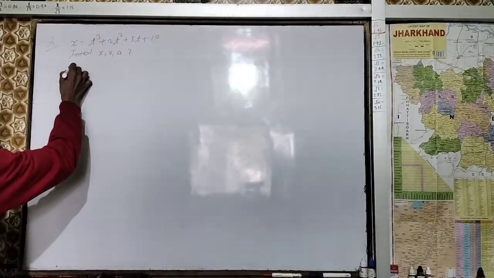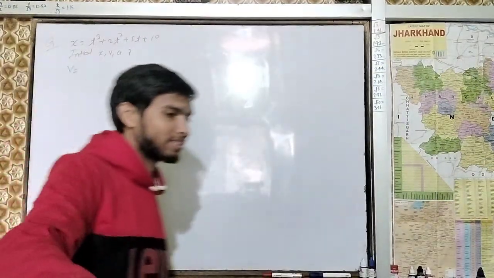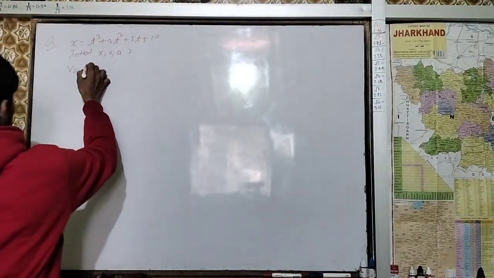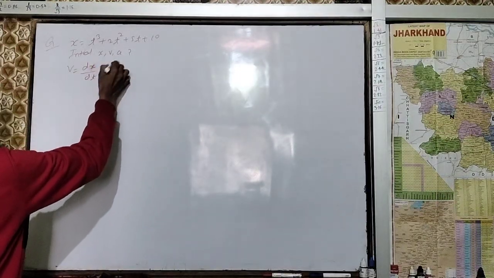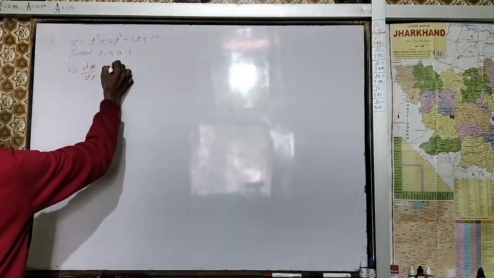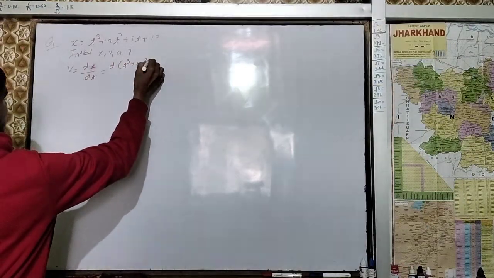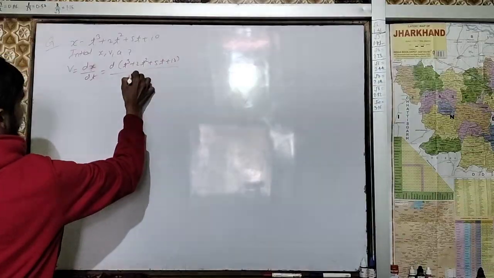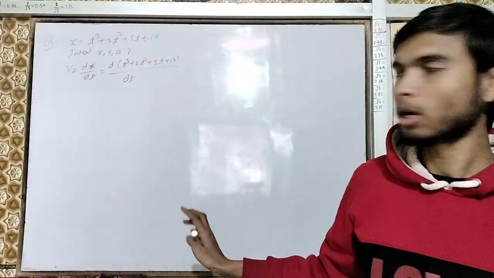V will be the current velocity. So v is equal to dx upon dt. Here x is t cube plus 2t square plus 5t plus 10. We have substituted the value of x. This was our first step.